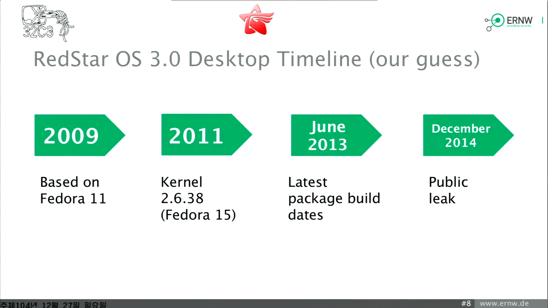If you look at the timeline, which is a guess, there's no documentation available on how they did it, obviously. But if you look at the 3.0 version, you see that it is based on Fedora 11, which came out in 2009. So our guess is that they started developing 3.0 in 2009 with this Fedora 11 release. The kernel that they're using is 2.6.38, which came out with Fedora 15 in 2011. So it could be that the operating system itself is a little bit older, the kernel is a little bit newer, and the latest package build dates that you can see in Red Star OS date to June 2013. So our educated guess is that Red Star came out in June 2013 or a few weeks or months later. In December 2014, we had the public leak, so the ISOs have been leaked to the internet.